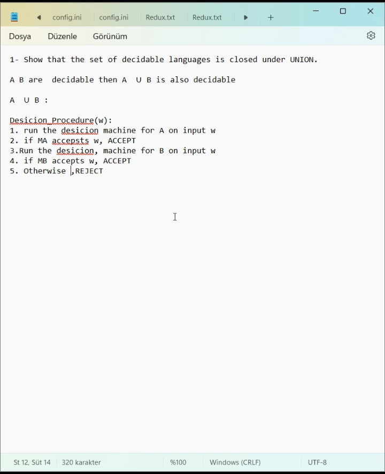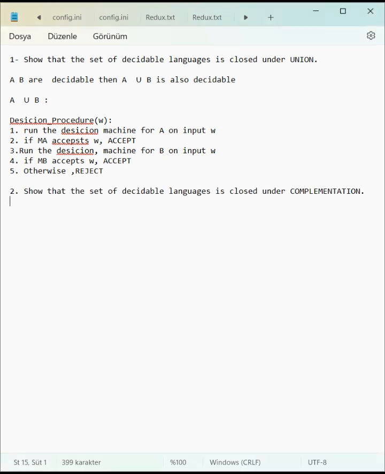The set of decidable languages is closed under union. For this example, the proof demonstrates that when we have decision procedures for two languages, we can construct a decision procedure for their union by simply trying both procedures sequentially. This is the proof of the question.